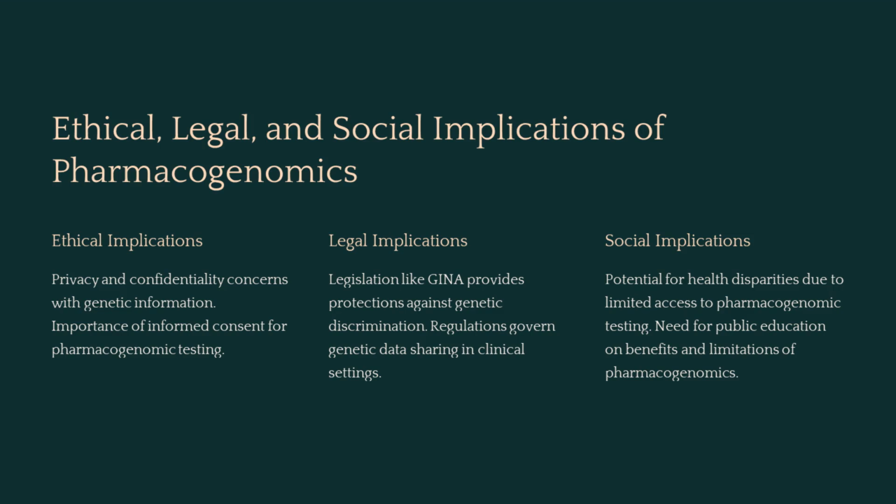Pharmacogenomics raises ethical, legal, and social concerns. Ethical implications include privacy and informed consent. Legal implications involve protections against genetic discrimination. Social implications highlight health disparities and the need for public education.